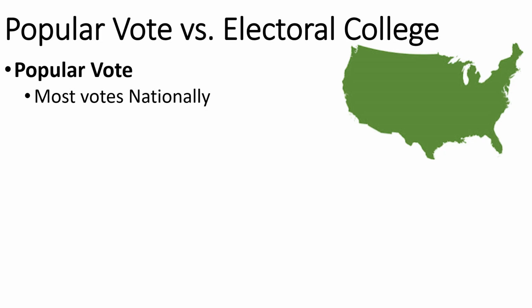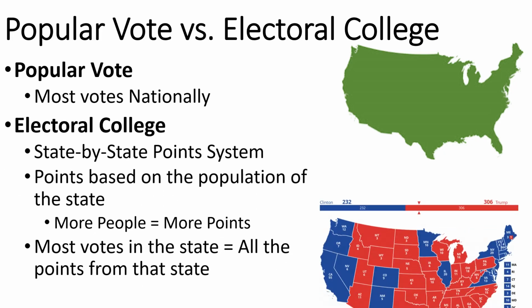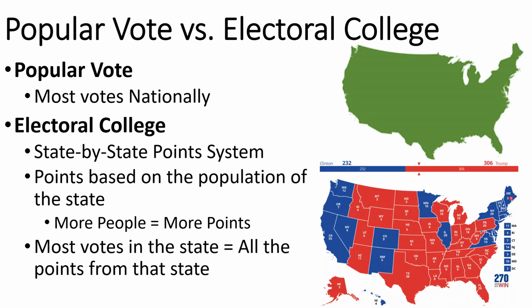Hillary Clinton versus Donald Trump, 2016. We would just tally up who got the most votes. That was Hillary Clinton. But the popular vote doesn't mean anything. We do not use a system that just counts who got the most votes in the nation. We instead use an electoral college. It is not a national system, it is a state-by-state points system.